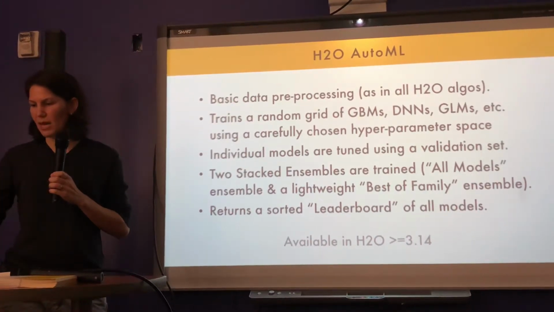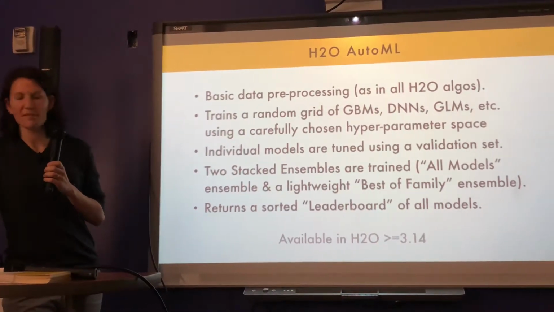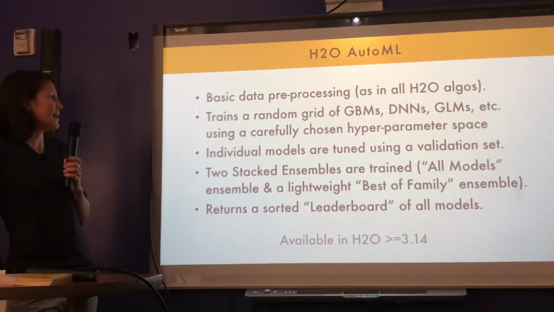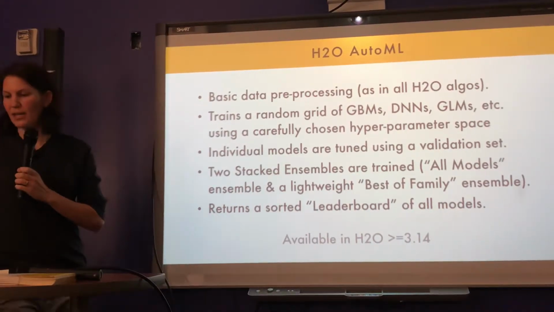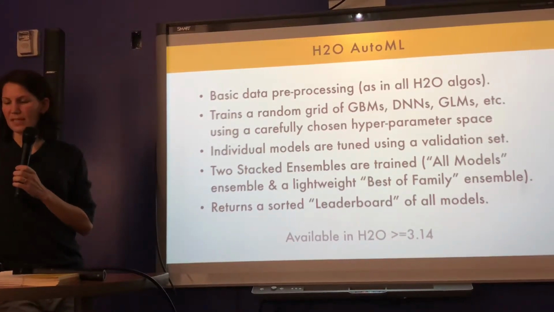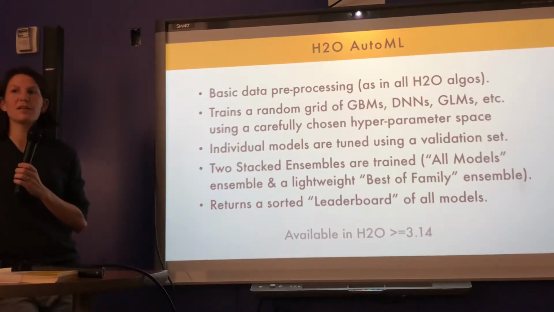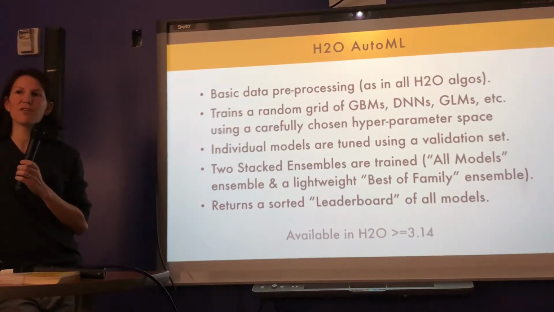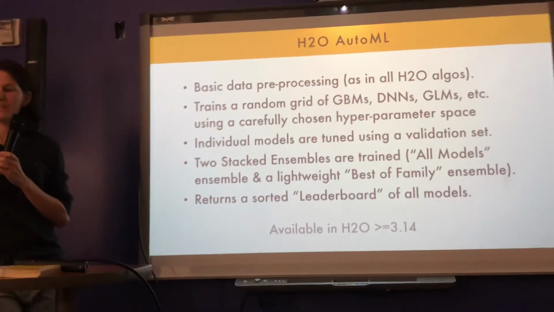So this is just an overview of what I just said, but more succinctly. Basically it goes through, trains all these different grids, and then does the stacked ensembles, and what you get back from AutoML is something that we call a leaderboard. How many of you are familiar with Kaggle? Okay, a lot of you.